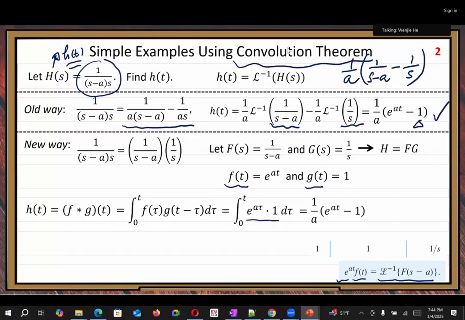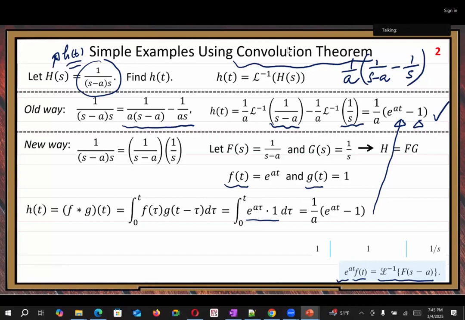So you can find the integral. Now you compare it with the old way. Same result. So now you have the confidence. After this simple verification, you have the confidence that this convolution theorem is correct.